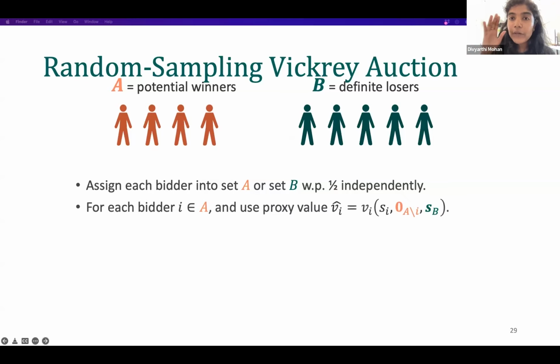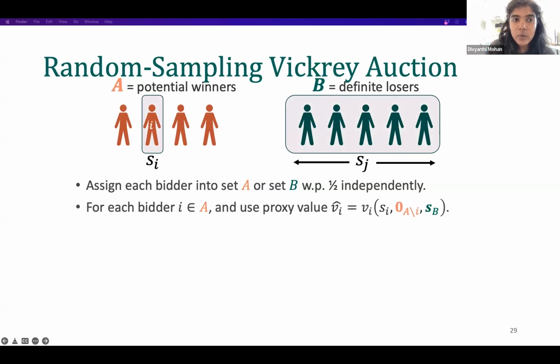Okay. And now for each bidder in A, only in A, I'm going to define a proxy value, v_i, that uses their own signal s_i and the signals of the potential losers, everybody in B, but does not use the signals of the other agents in A. Okay, so the proxy value of i is going to zero out all the other signals in A, and only use the signals in B and their own signal s_i.